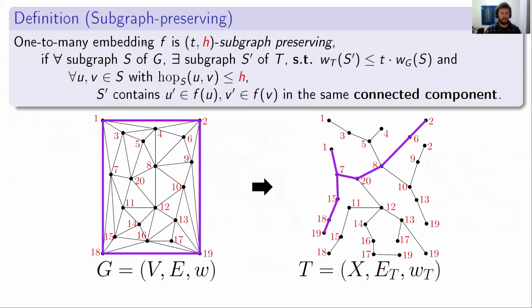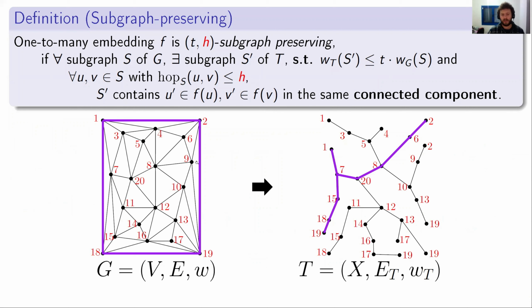Okay, and finally, we say that a one-to-many embedding F is subgraph preserving. This is the most crucial property. If for every subgraph S of G, like this purple subgraph here, there is a subgraph S prime of T of weight at most t times the weight of the subgraph in G, and such that for every pair of vertices u and v in the subgraph S that have some path of at most h hops between them, the subgraph S prime will contain some copy of u and some copy of v in the same connected component.